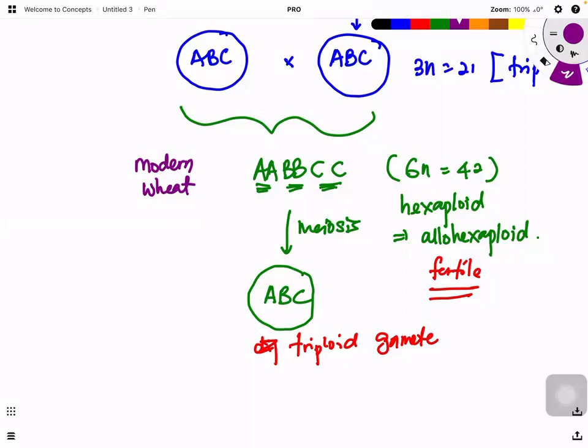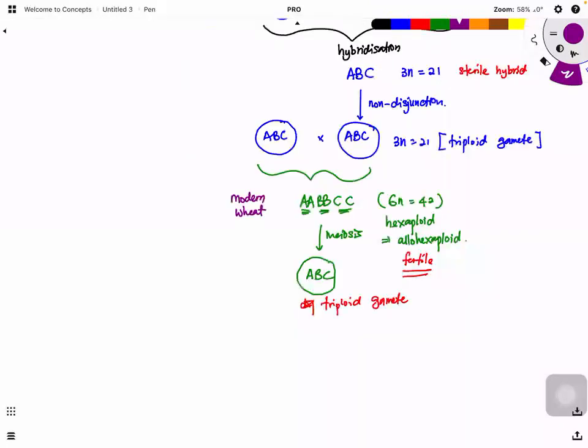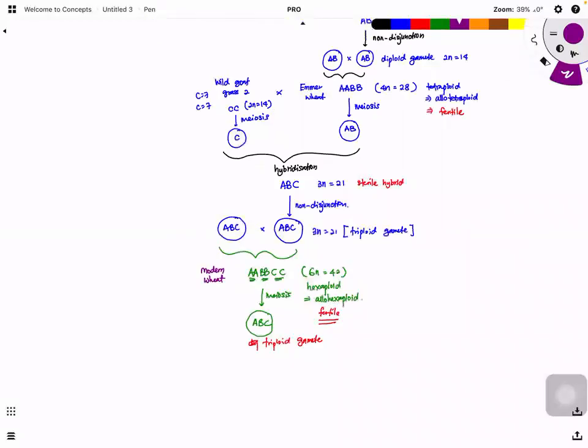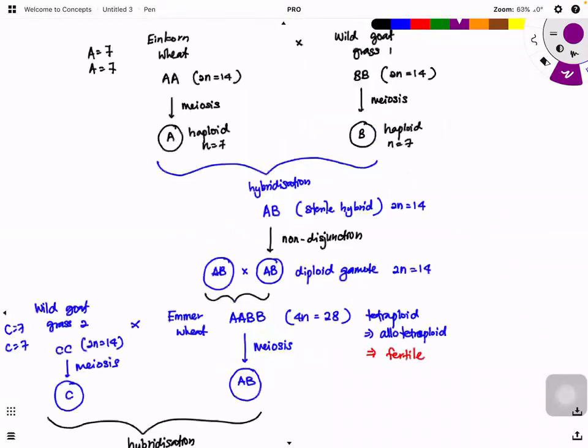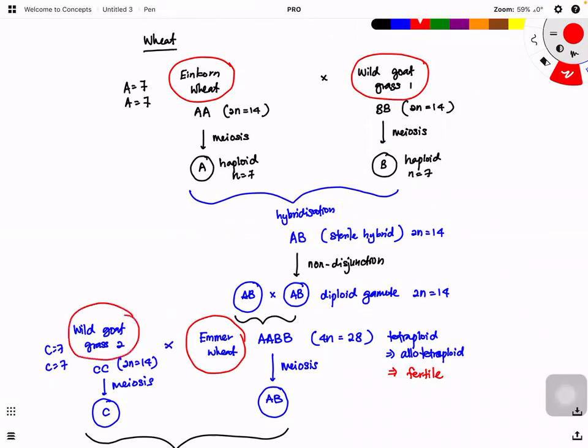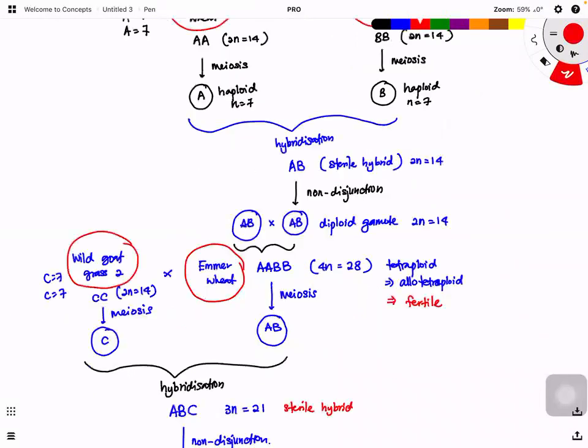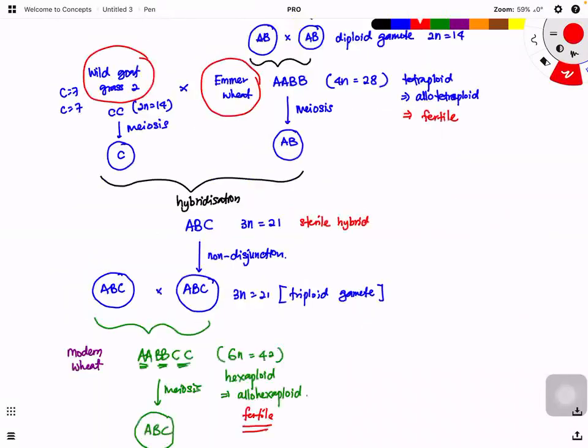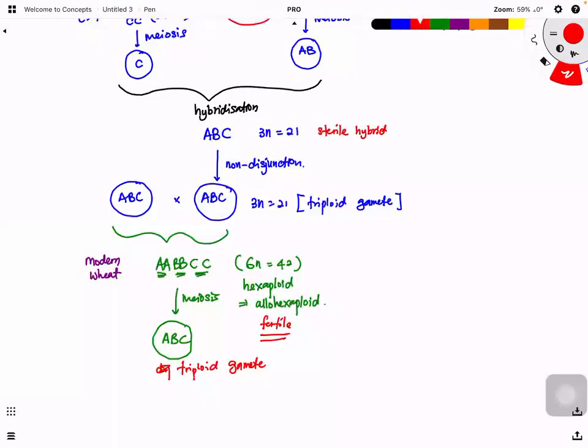It will be too small if I do this. Perhaps I can halve it. Do you want to take a photo? So we have einkorn, wild goat grass 1, then we get emmer, the tetraploid, crossed with wild goat grass 2, and then we get the hexaploid, which is the modern wheat or bread wheat.